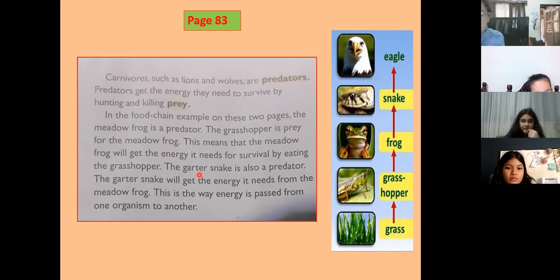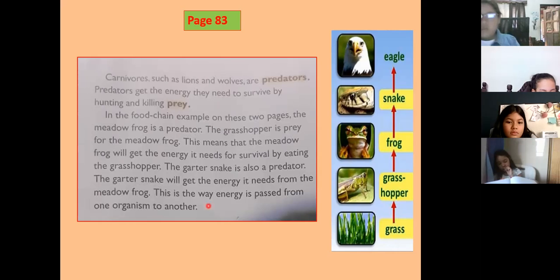The garter snake is also a predator. The garter snake will get the energy it needs from the meadow frog. This is the way energy is passed from one organism to another.